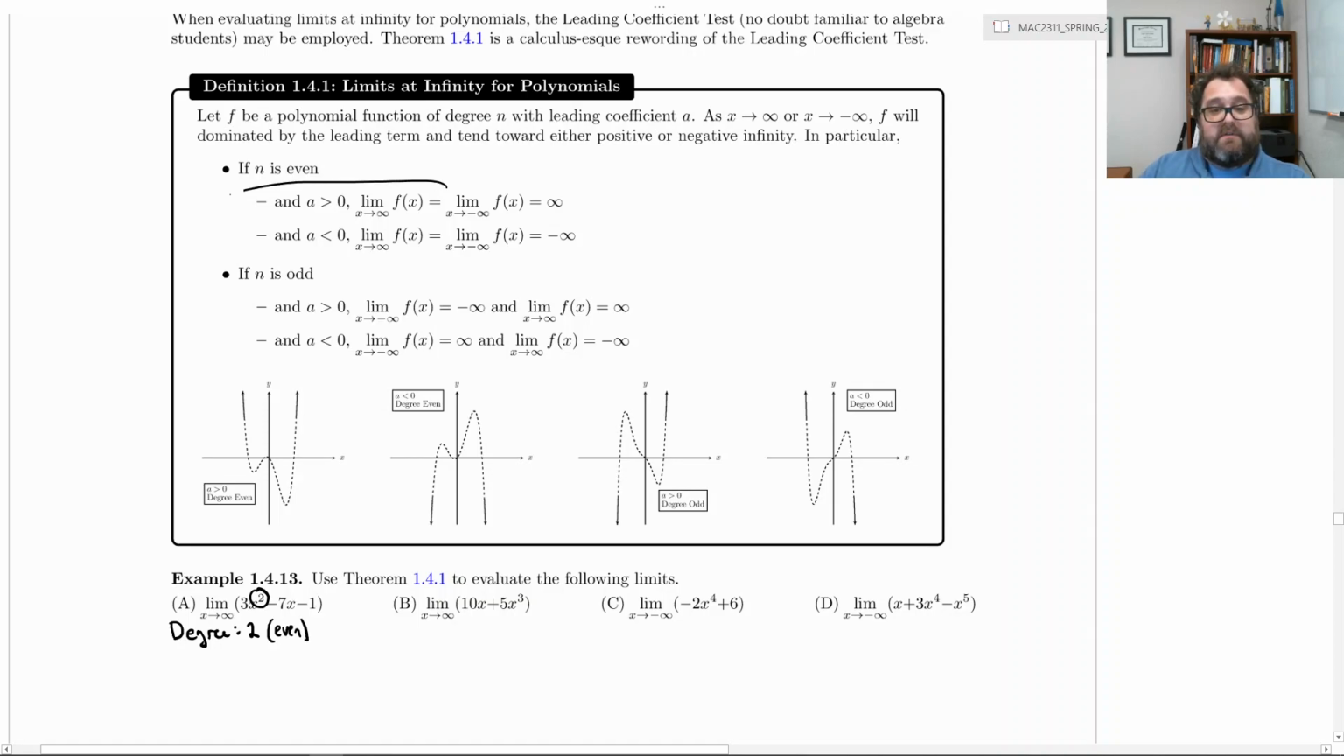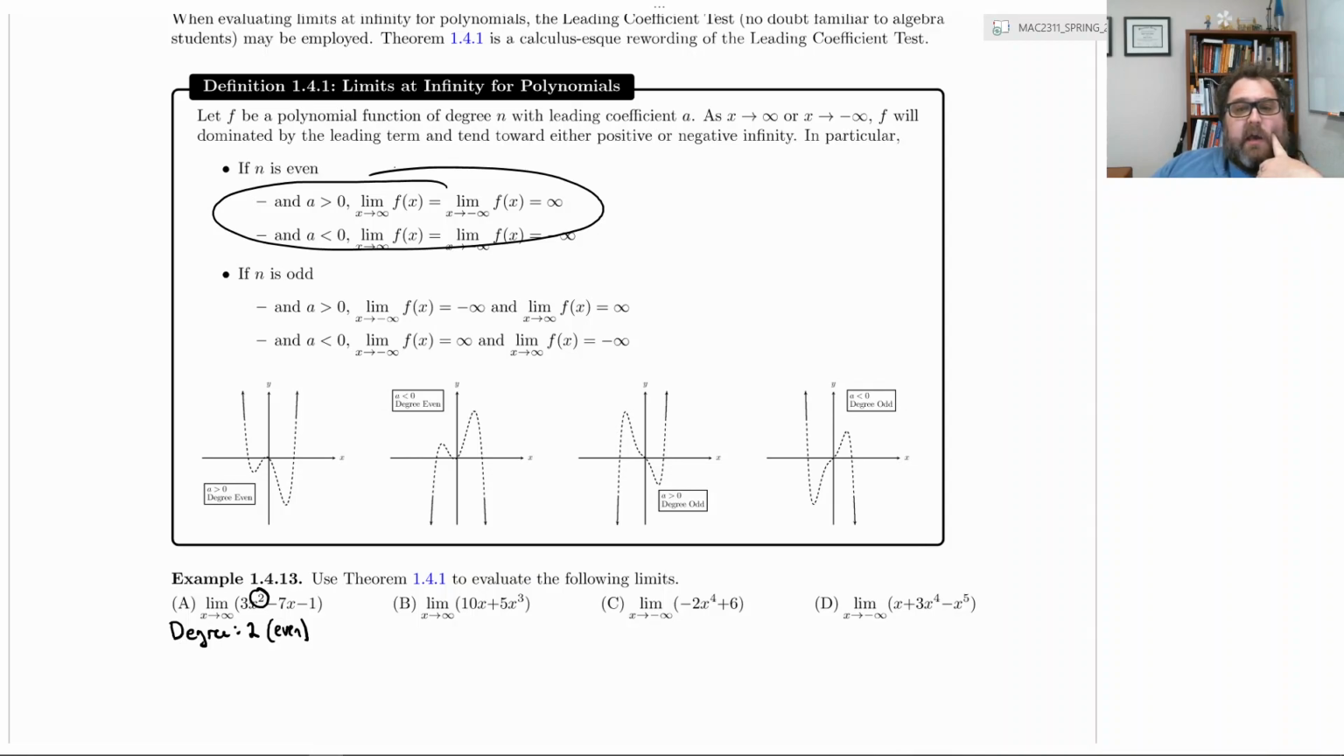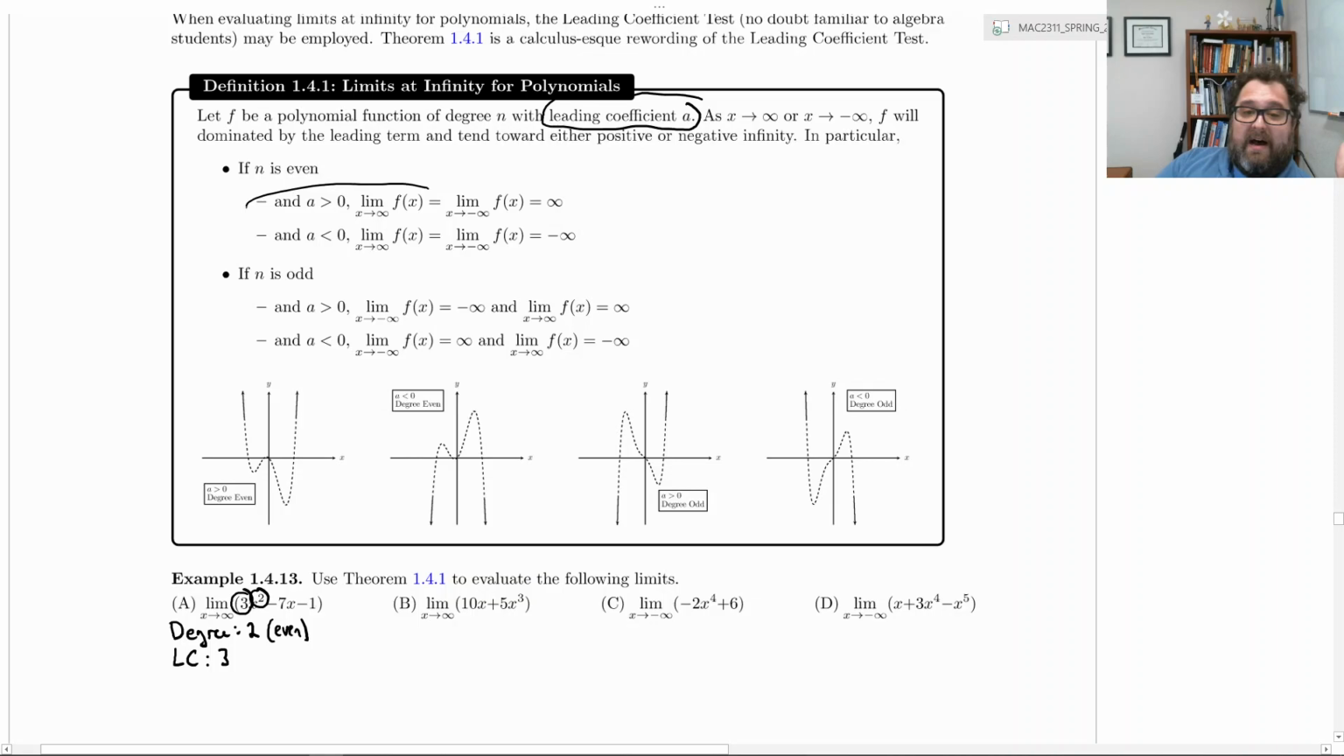And now let's focus on this: if a is greater than 0 or if a is less than 0. What is a here? a is the leading coefficient. What's the leading coefficient? It's the coefficient that's paired with the highest power of x. So in this case, 3 is the leading coefficient. I'll just say LC, an abbreviation for leading coefficient, is 3. I don't really care that it's 3. What I care about is that it is positive.